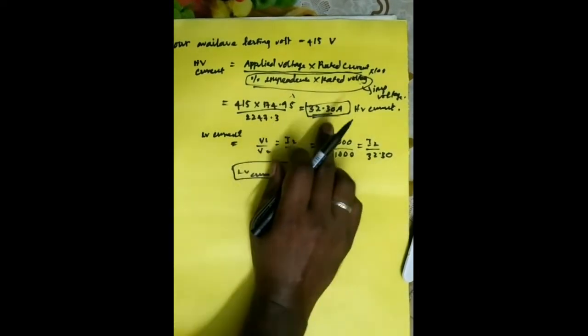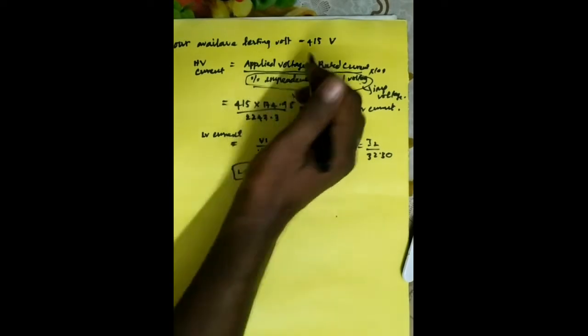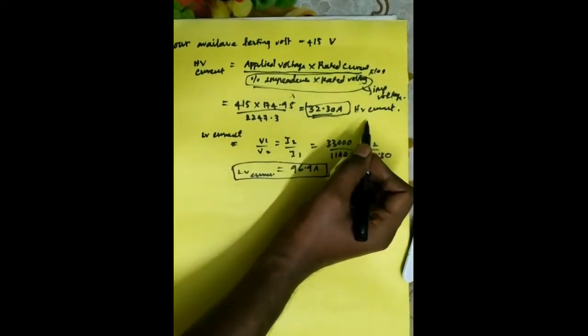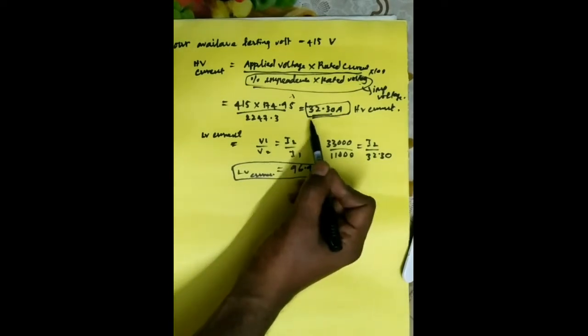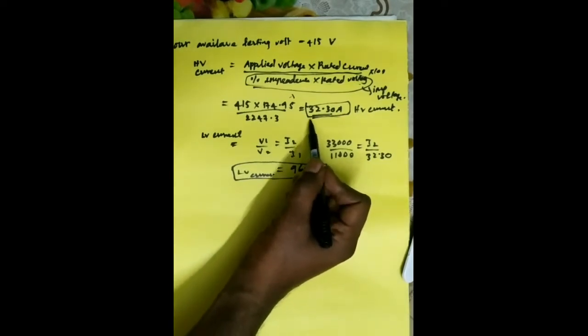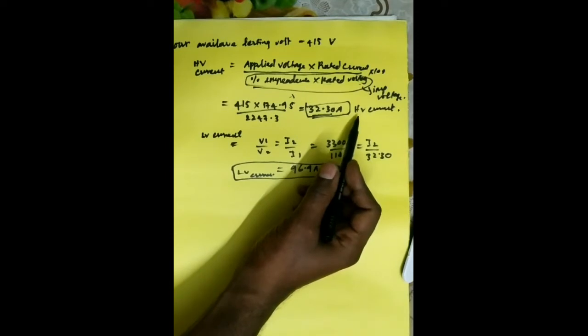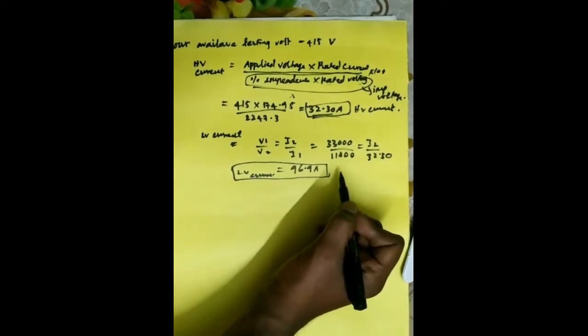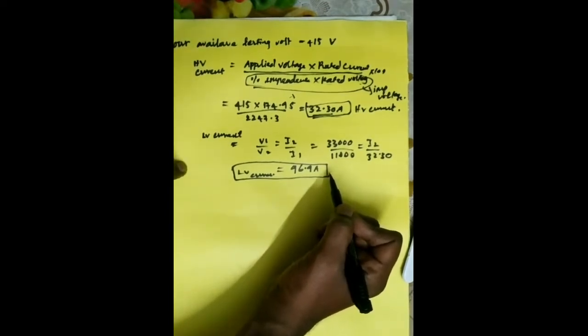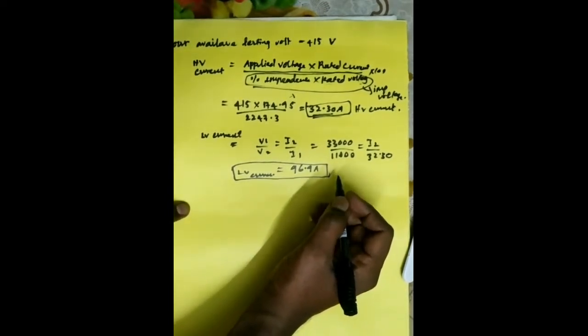So if you apply 415 volts by keeping the transformer secondary shorted, this is our calculated value: we will get 32.30 amps on the HV side and 96.9 amps on the secondary side. This is our calculated value. We have to test it practically.